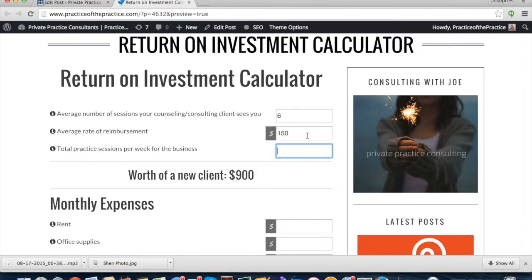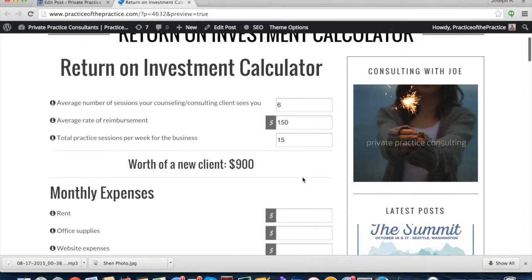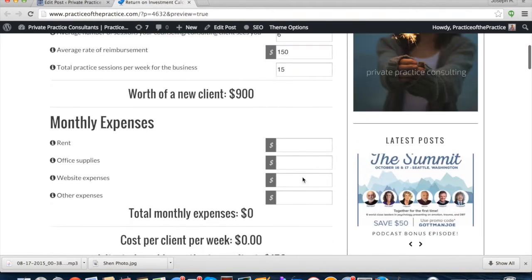So 6 times 150. And then also we're going to want to put total practice sessions per week for the business. On average, how many sessions do you do a week? A good way to do this is to look at last month. How many total sessions did you do? Divide it by however many weeks were in that month. Do that for a couple months. Figure out exactly how many sessions you do per week. Say you do 15 sessions per week. That's going to pull in later on down at the bottom here.